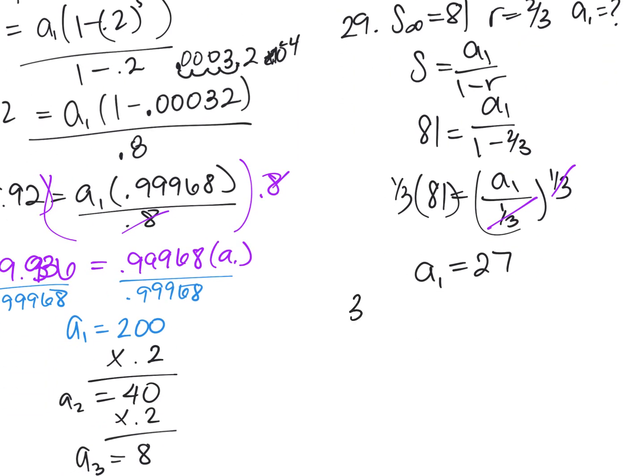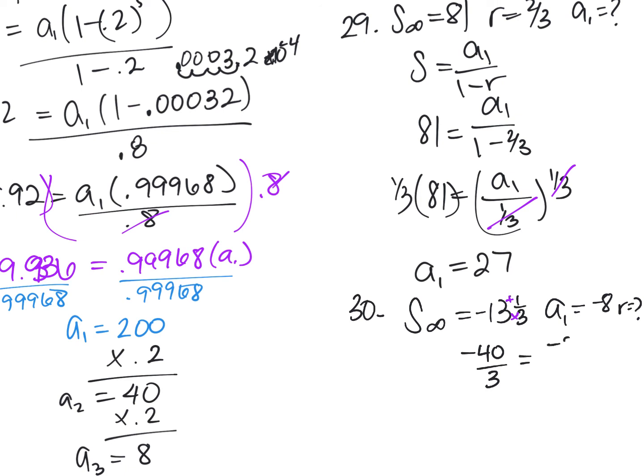And lastly, number 30, the sum of an infinite number of terms is negative 13 and 1/3. And a_1 is negative 8. Find r. So I have to make a mixed number improper. 3 times 13 is 39 plus 1. Remember, that's how we make our mixed numbers improper. So that's 39 plus 1, 40 over 3. I don't incorporate the negative sign when I'm doing that. The answer is just negative.